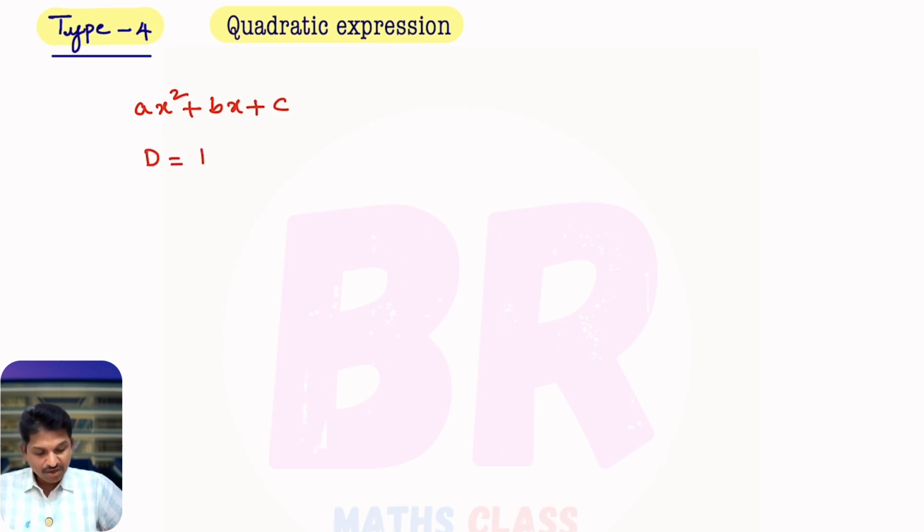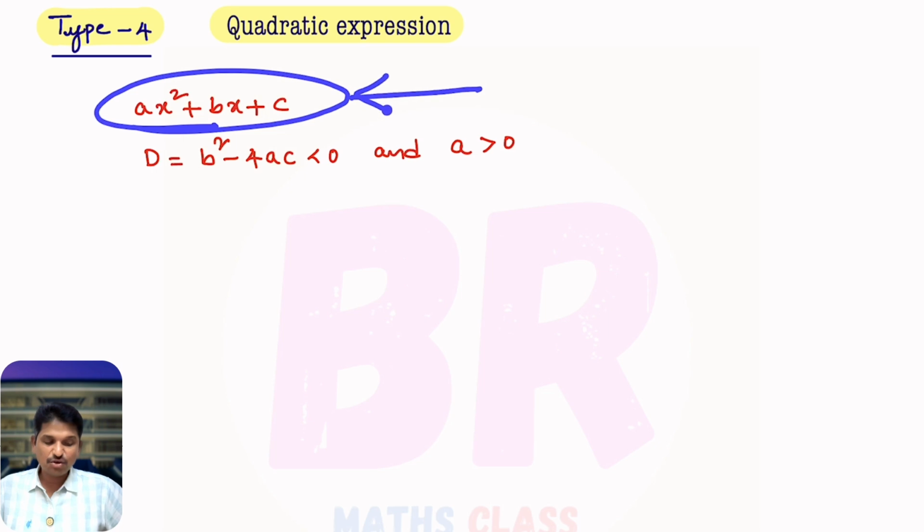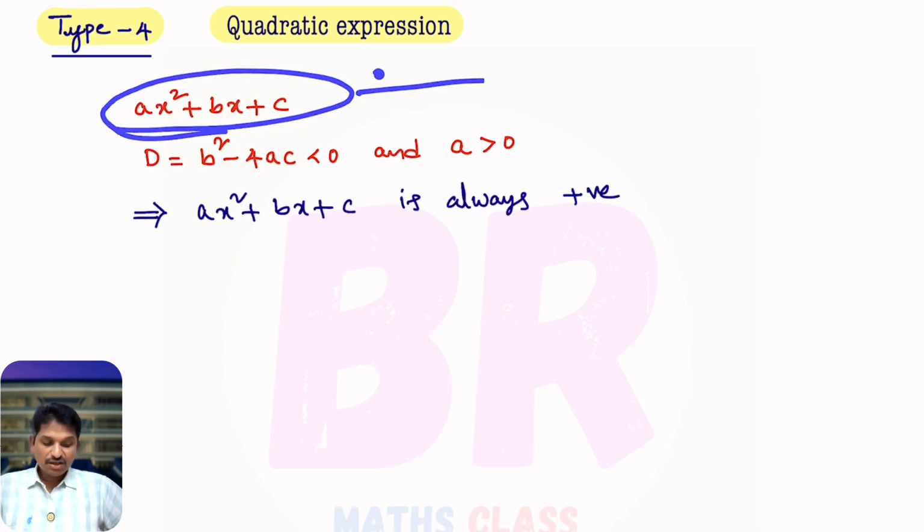Here, what point you need to know? Discriminant, that is nothing but b square minus 4ac is less than 0, and a is the x square coefficient in that quadratic expression. If a is greater than 0 and discriminant is less than 0, then this expression ax square plus bx plus c is always positive. Whenever you see a quadratic expression, it can be positive, it can be negative, depends upon x values.